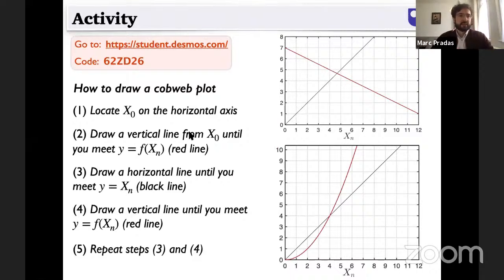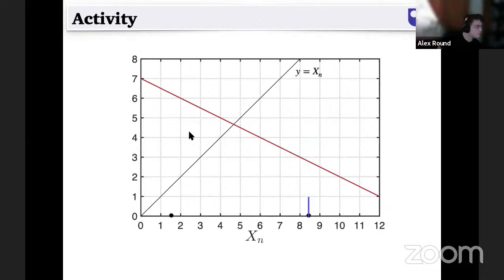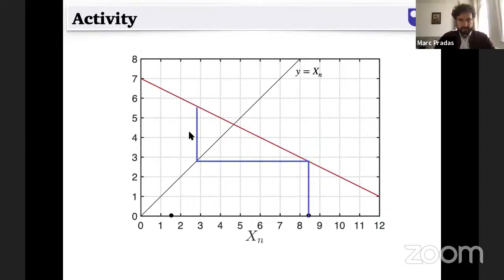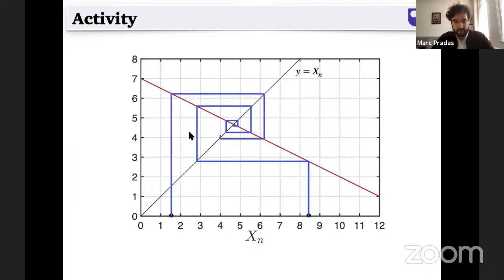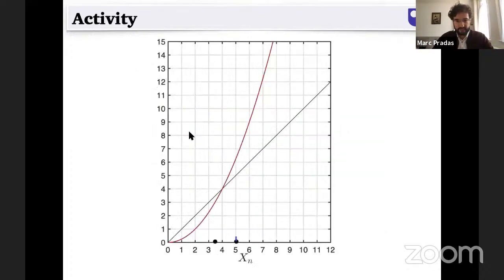I think from the answers, it looks correct. Just to show you the answers here. So you can see starting from this point, it goes around 4.5, and starting from the other one too. In fact here, it doesn't matter where you start from, you will always end up at the same position. And you can see why we call these cobwebs. The other one looks like a staircase, and this one is a cobweb. For this case, we have this.